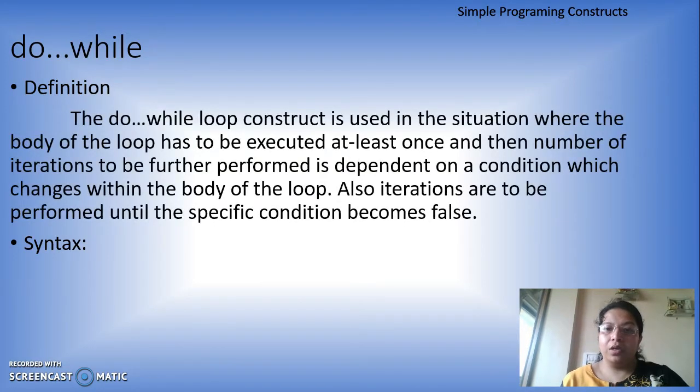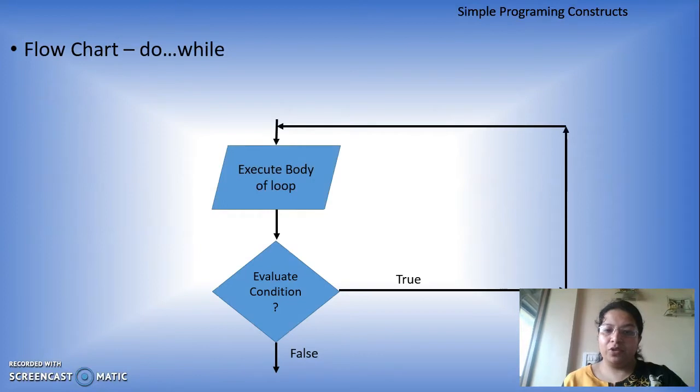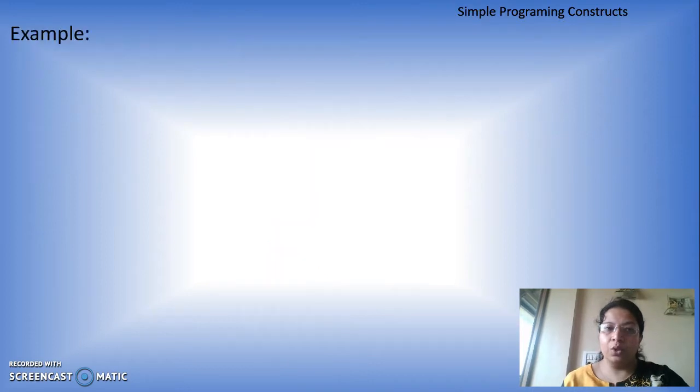Do while loop. It is used in a situation where the set of statements needs to be executed at least once, and then a condition is checked, which changes within the loop, till it is false. This is the syntax: do, body of the loop, and then the condition is checked. The flowchart follows. It will first execute the body of the loop, then check the condition. If it is true, it will again execute the body of the loop, else it comes out of the loop.